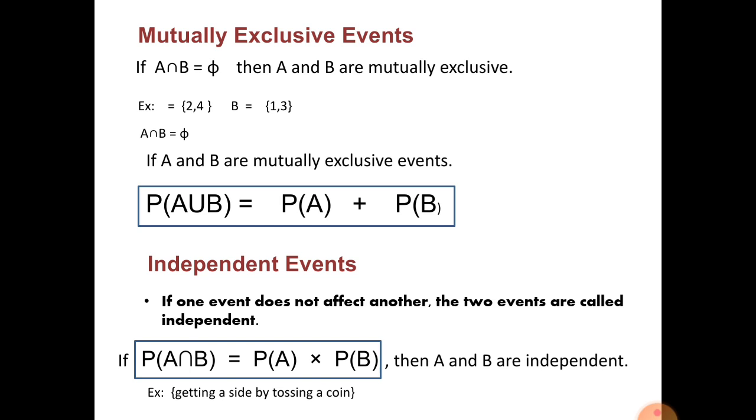For an example, getting a side by tossing a coin. The answer does not affect each head or tail. When you have the answer as head, it does not affect the tail. When you have the answer as tail, it does not affect the head.